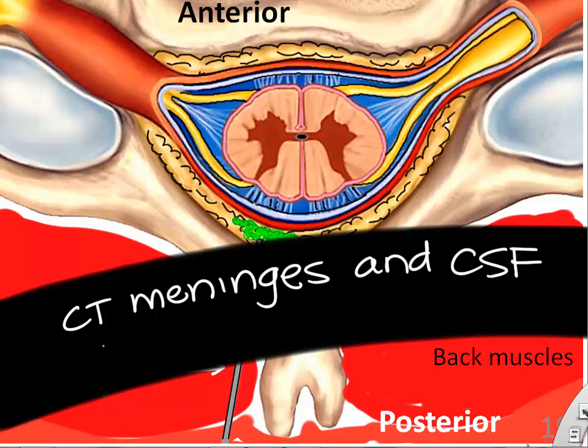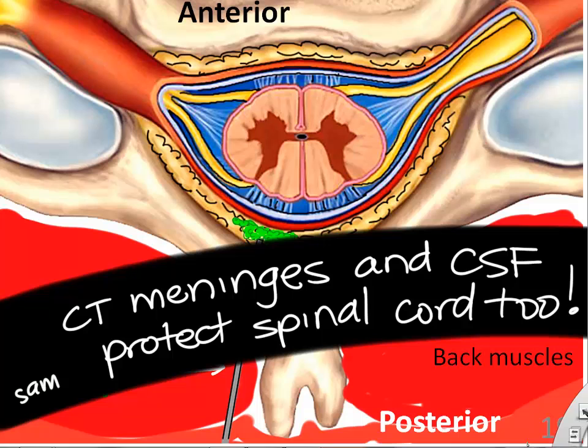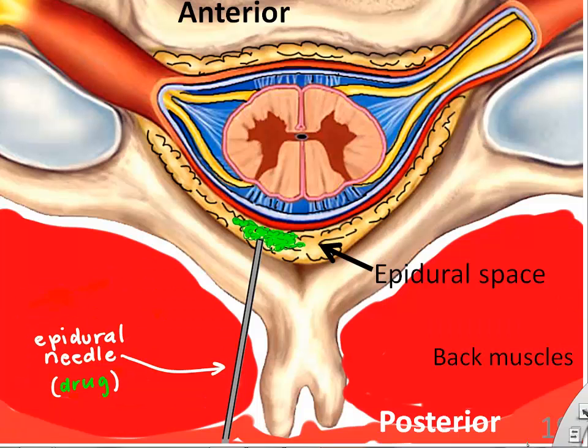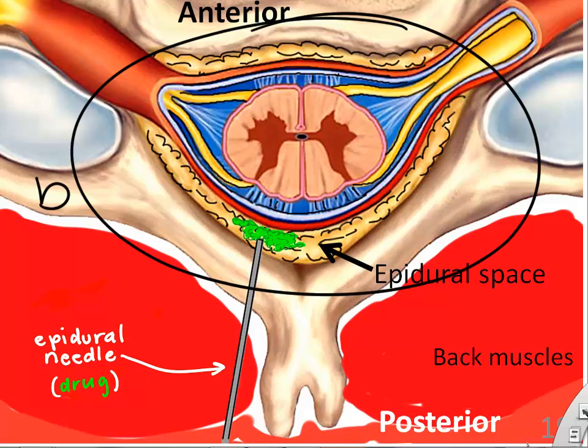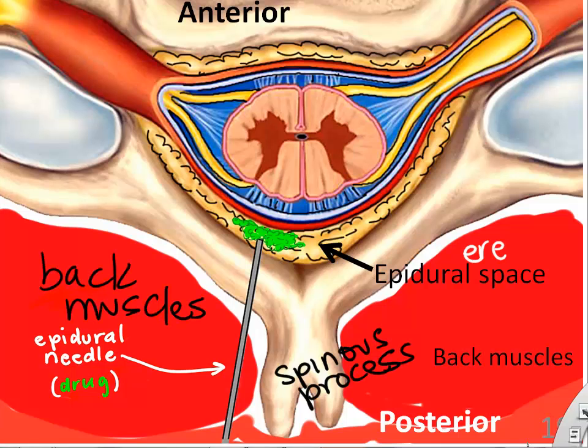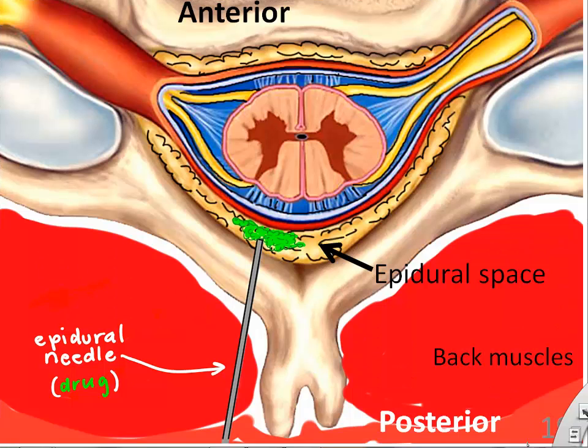Okay, when we look at the spinal cord, it's important to remember that the connective tissue meninges and CSF protect the spinal cord too, as well as the brain, which we learned earlier. So we have things like the dura mater, arachnoid mater. Just as some orientation here, we've got our spinal cord surrounded by the vertebral bone. We've got that spinous process to the back or posterior. We've got our back muscles, say our erector spinae muscles. And so then we can see our dura mater.